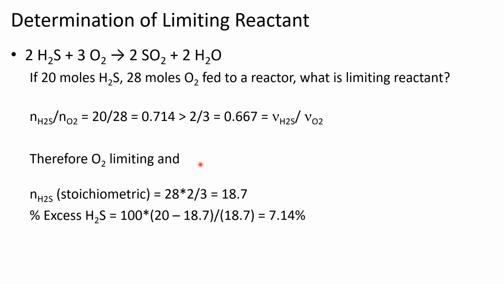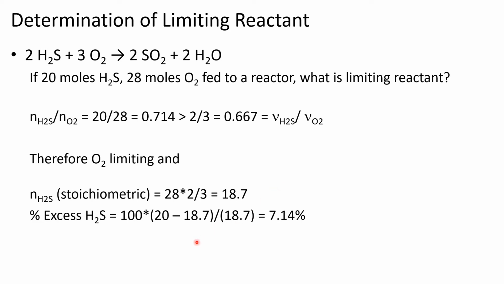We want to calculate the amount that hydrogen sulfide is in excess, and to do that we need to know the amount of hydrogen sulfide that's in stoichiometric proportion with the limiting reactant. The amount of H2S that's in stoichiometric proportion to oxygen, the limiting reactant, is given by the amount of oxygen that's present, 28, times the ratio of the stoichiometric coefficient for hydrogen sulfide, which is 2, divided by the stoichiometric coefficient for oxygen, which is 3. If we multiply that out, we find that the amount of H2S in stoichiometric proportion to the 28 moles of oxygen fed to the reactor is 18.7. The amount of H2S fed is 20, so it's clearly in excess.